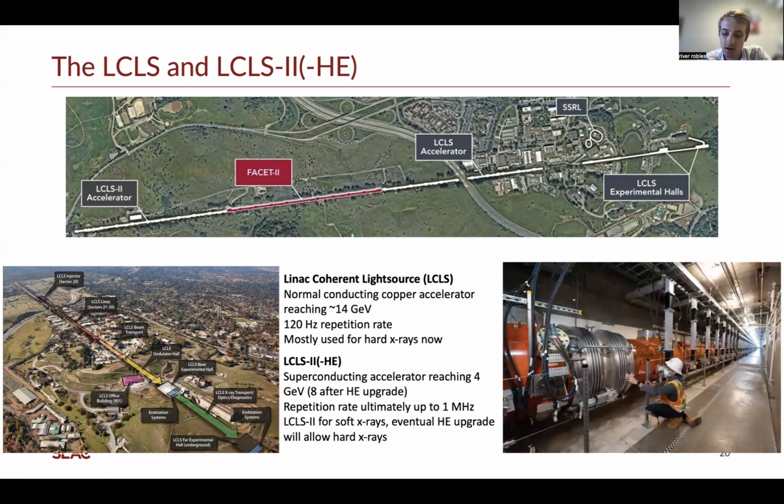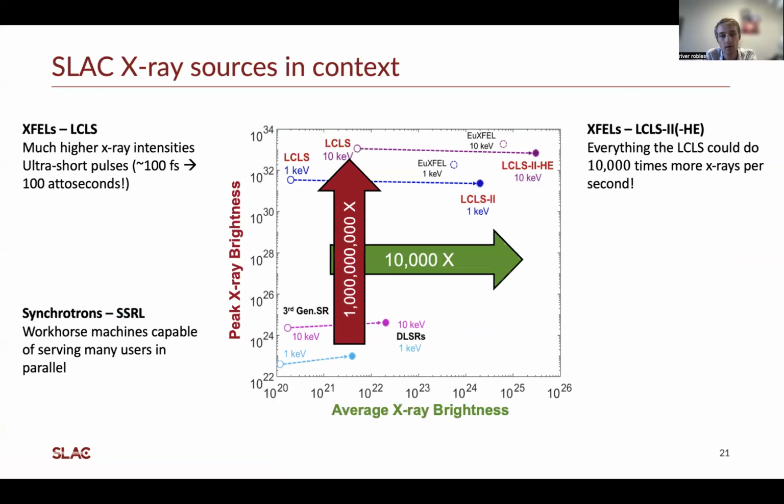And that's because of our new accelerator, the LCLS2, which is a superconducting accelerator, which reaches 4 GeV beam energy, that eventually will reach 8 GeV beam energy after our high energy upgrade, or HE upgrade. And the most exciting thing about it is that because it's superconducting, we can operate it at much higher repetition rates, ultimately up to 1 megahertz. So for now, because of the lower beam energy, this is a soft X-ray machine. But with the eventual HE upgrade, we'll reach hard X-rays with megahertz repetition rates.